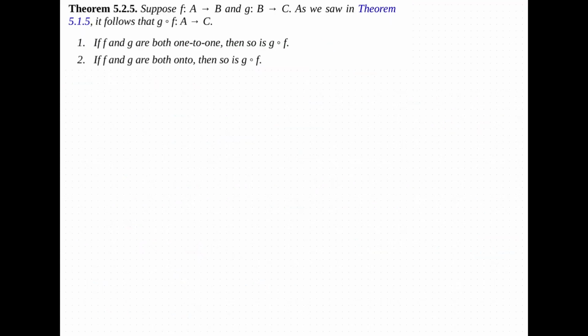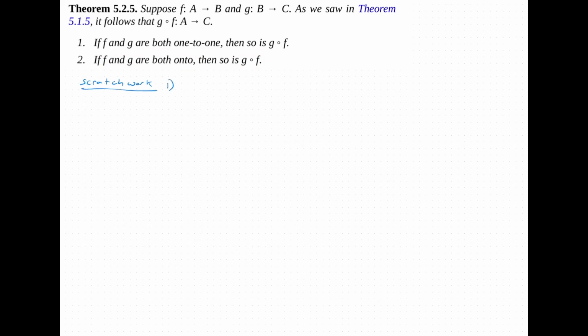So the next result we are going to prove is theorem 5.25. And so now we have a function f from A to B, a function g from B to C. We have already seen that the composition is a function. Now what we want to do is, if f and g are both 1 to 1, then so is g compose f. So let's go about doing the scratch work for this one. And then the second part is similar, but now f and g are both surjective, and we want to show that the composition also is.